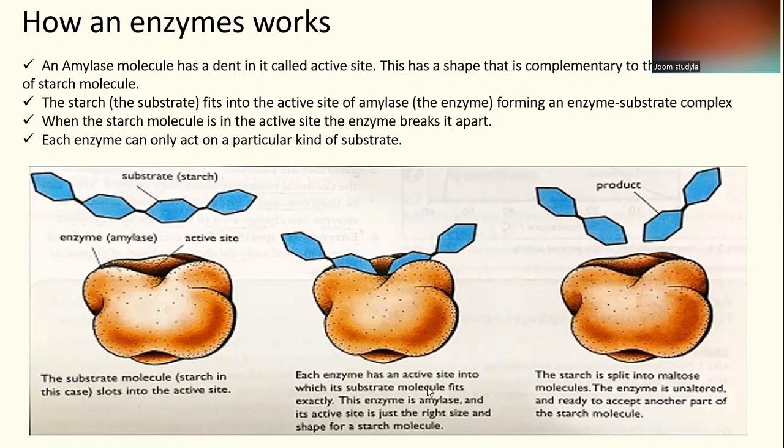So each enzyme has an active site into which its substrate molecule fits exactly. This enzyme is amylase and its active site is just the right size and shape for the starch molecule. And you can see the product produced. The starch is split into maltose molecules. The enzyme is unaltered and ready to accept another part of the starch molecule. So this diagram is in sequence: first, second, and third.